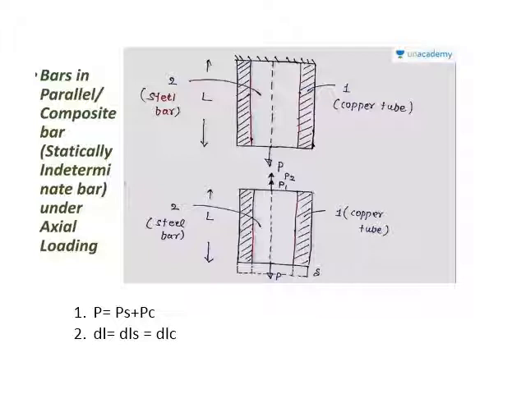Element 1, that is material 1, is copper, material 2 is steel, and observe carefully, the length of steel and copper is the same. Of course it may be different in some composite bars, but in this example the length of copper and length of steel is the same. For this particular section I am applying an axial load P here. So when I apply a load P, this load is shared by steel as well as copper, depending on its strength, right?